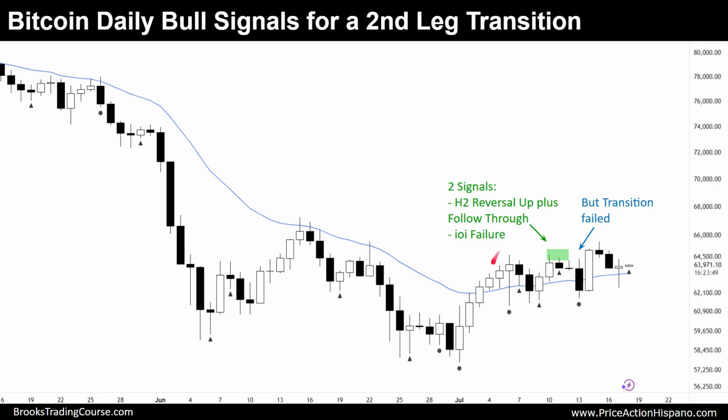Moreover, there was an IOI pattern here, and that triggered a theoretically bear signal bar, and bears failed when the market went one tick above this outside bar, this bull outside bar. So it was the failure of bears. Instead, the market failed that transition here.